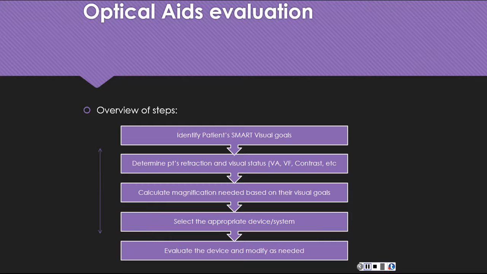We'll then look at the types of devices that are available, and that's also going to be when we come back from midterm. And then we evaluate the patient in the exam room to see if these devices and the power that we've selected will indeed help them achieve their goals. So this is the stepwise approach that we look at. We want to know what they want to work on, what the status of their visual abilities are, and then we go forward with device powers as well as selection.